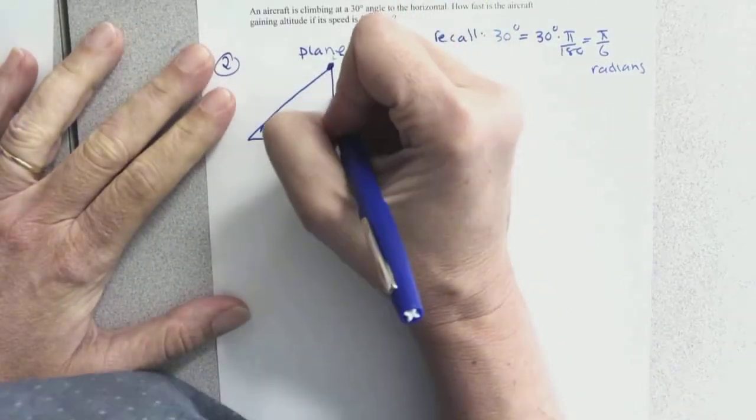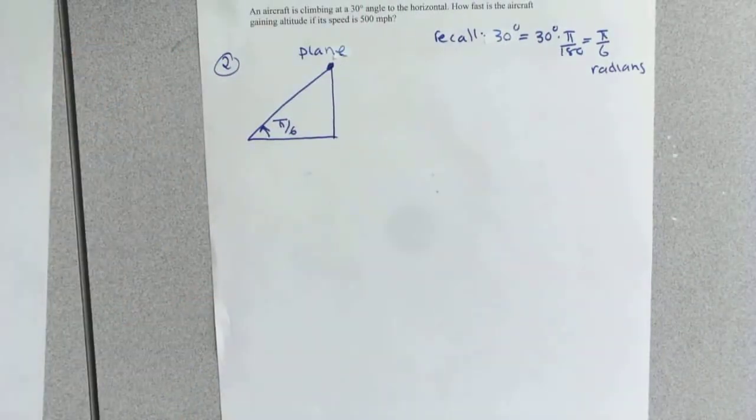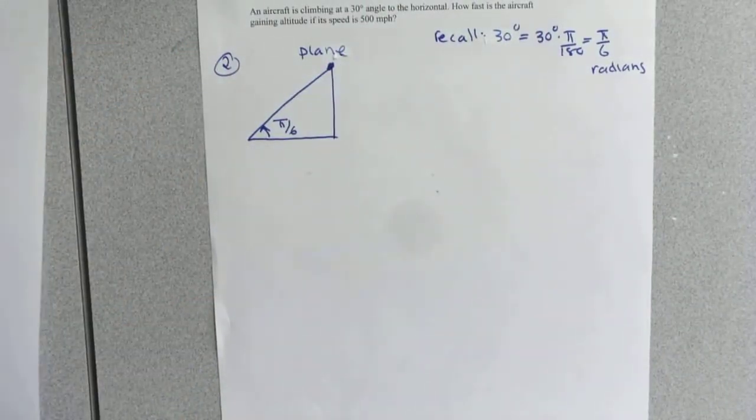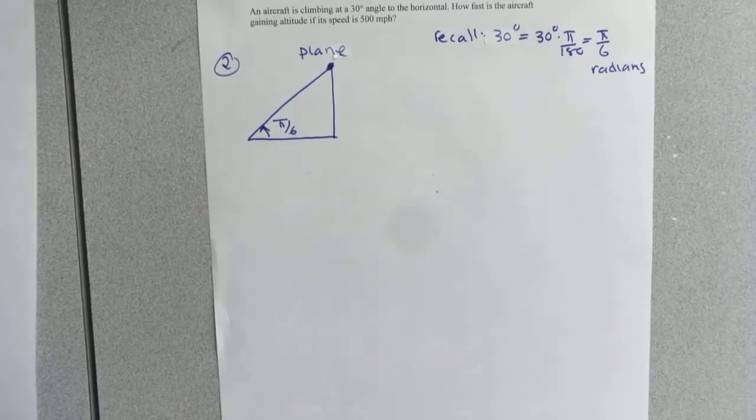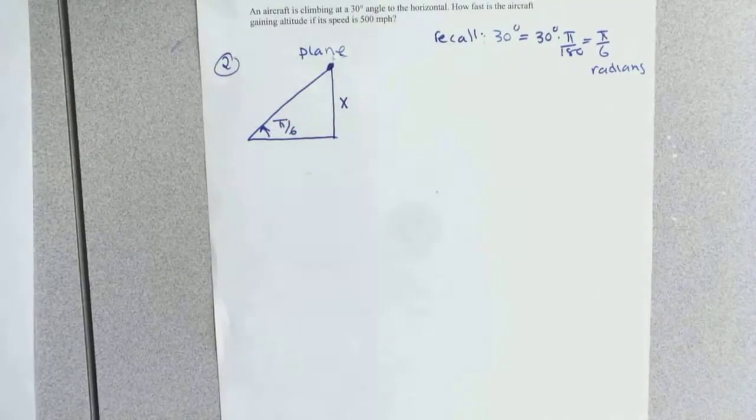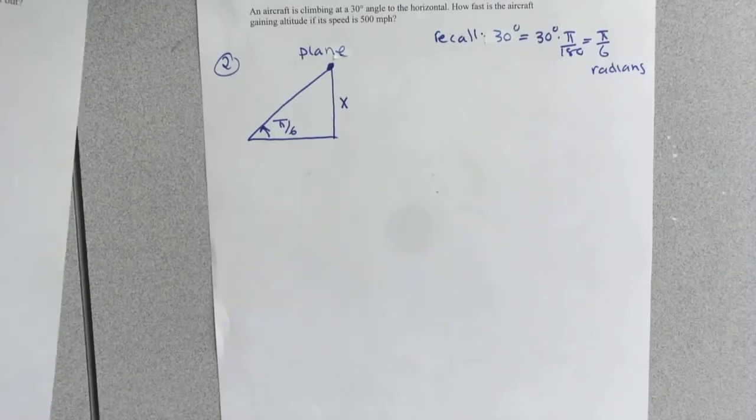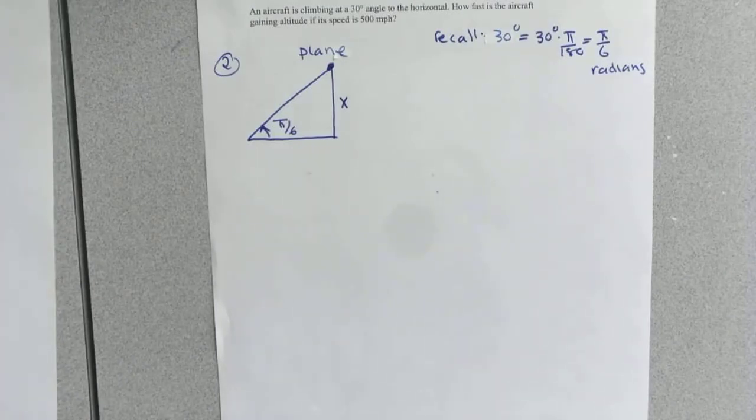And so, finishing the rest of the picture, it says an aircraft is climbing at a 30-degree angle to the horizontal. How fast is the aircraft gaining altitude? There's my altitude sign. I will call it x. You can call it whatever you want, but be sure you label it. How fast is the aircraft gaining altitude when its speed is 500 miles an hour?